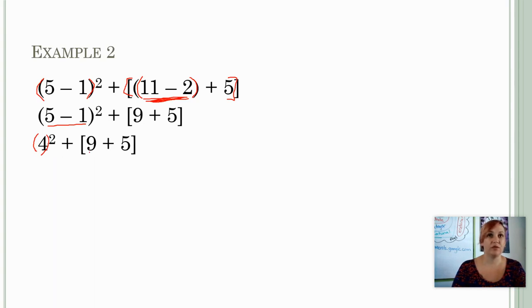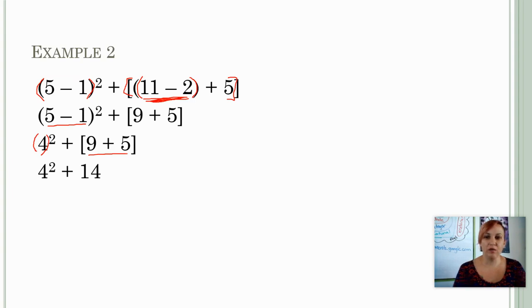Now I'm still not done with parentheses. I still have a little bit more to do. I've got to get this parentheses down to a single number. So I'm going to do 9 plus 5, and I'm going to get that. Okay, that was like 3 lines of work before we finished the first letter of PEMDAS.